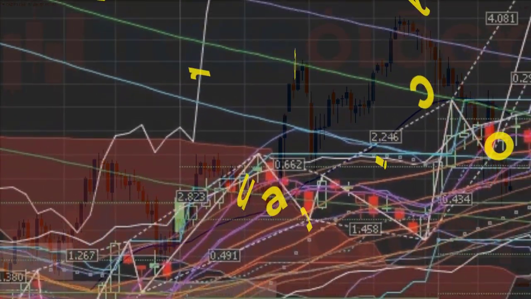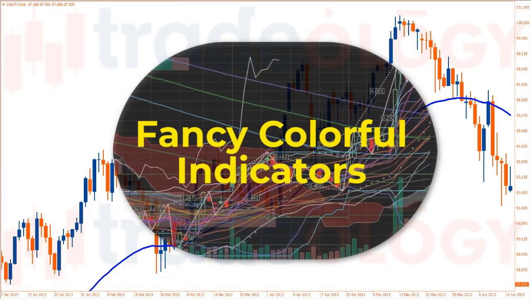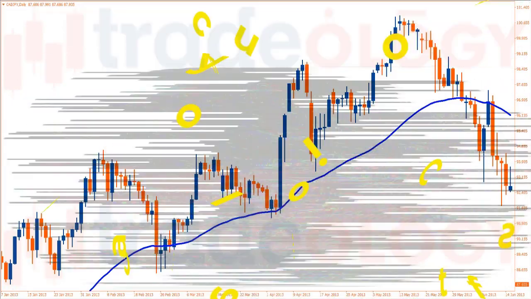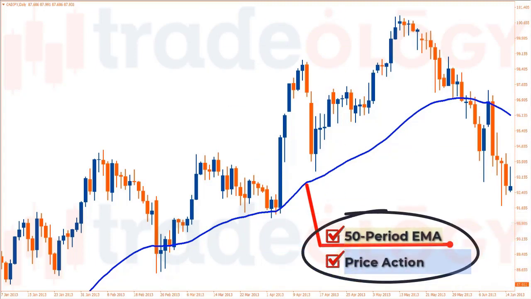I am not a stark opponent of indicators, but do seem to cringe when I see multicolors on the chart that overshadow good old price action. You should keep indicators to a minimum and only use them where they make sense. In this video, I want to lay out a simple trading strategy based on literally just a single moving average and some basic knowledge of how price action works.